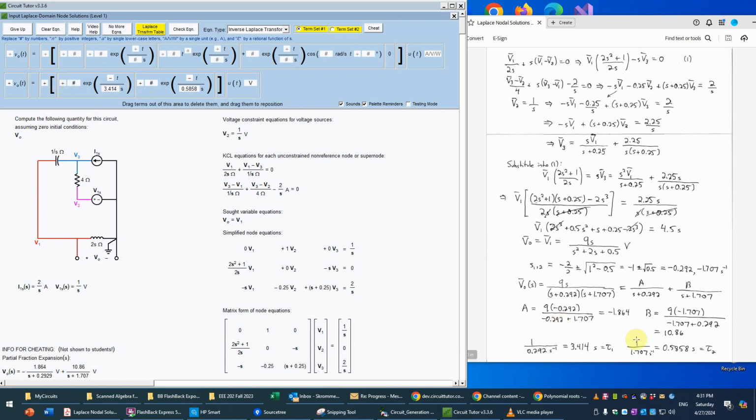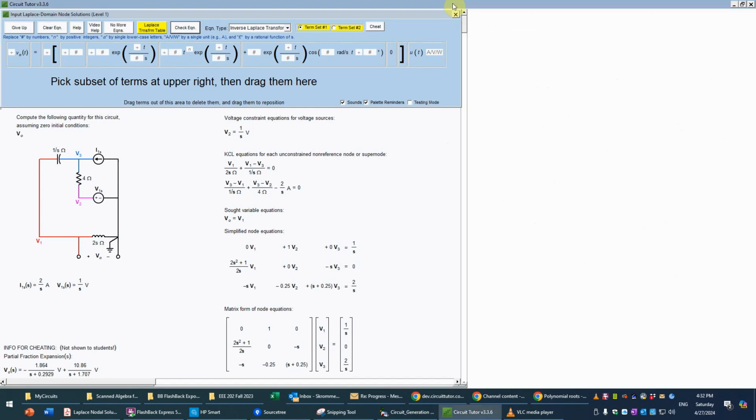And then the first coefficient here we had found was the negative 1.864. And then the second coefficient here was the positive 10.86. So that should be our full answer in the time domain. So I'll go ahead and check that. And that is correct. And it's been printed on the screen here.